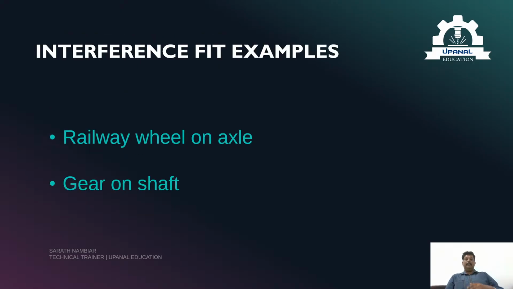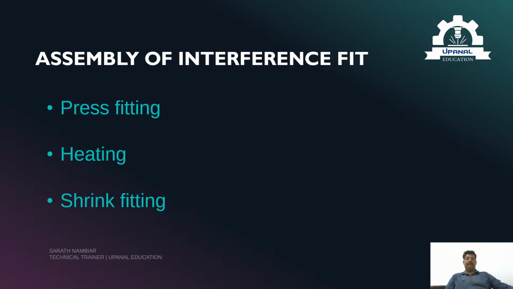The main example is a railway wheel mounted on the axle. It's an interference fit because the wheel must not slip. It must stay firmly fixed. Or a gear mounted on a shaft. If the gear slips, the power transmission fails. So this is the main thing of interference fit.